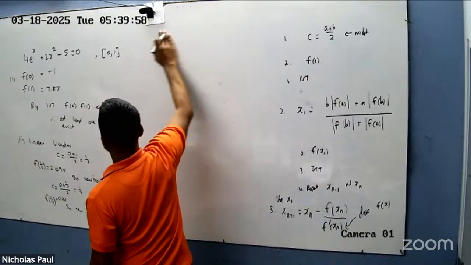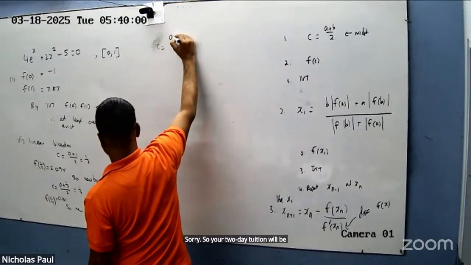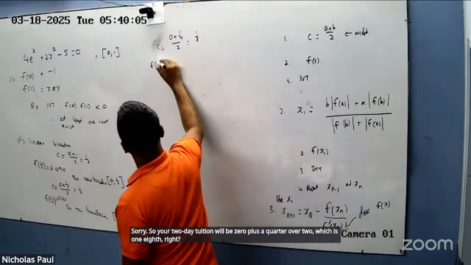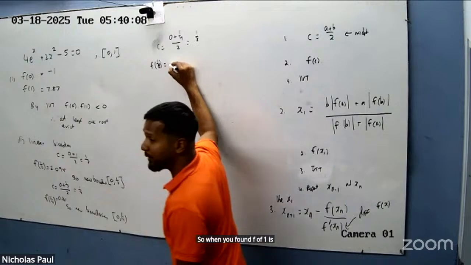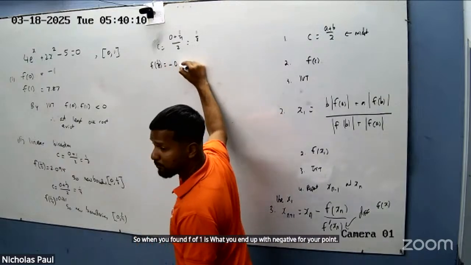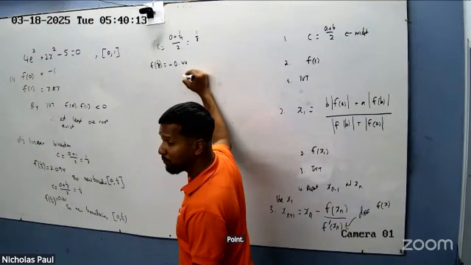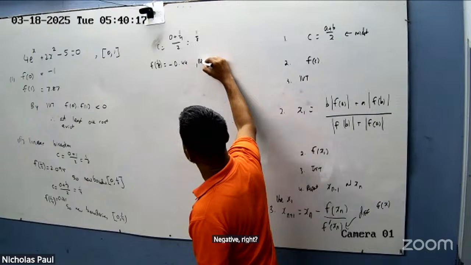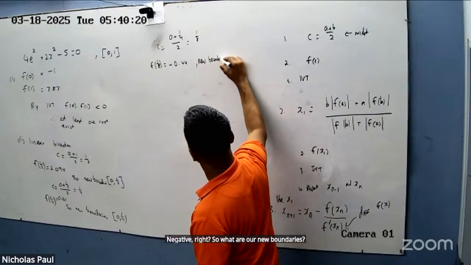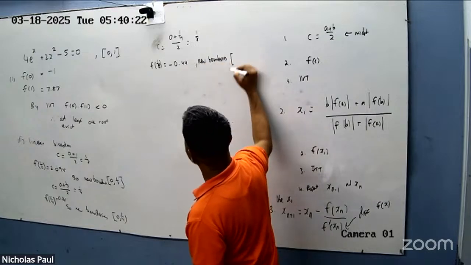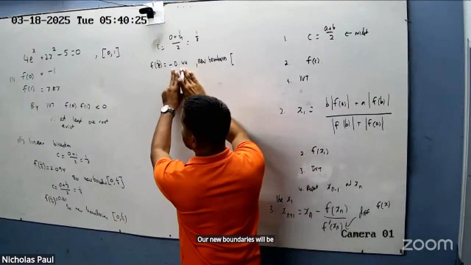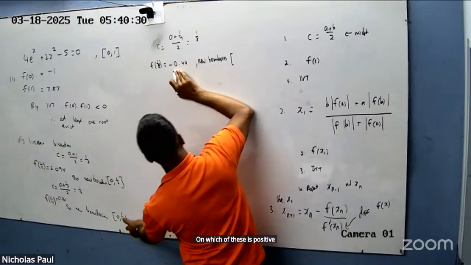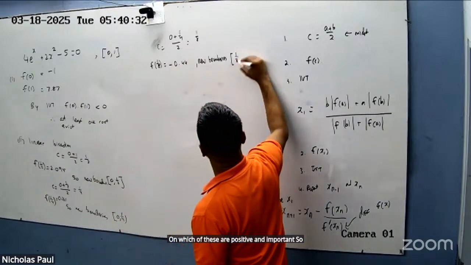So your third iteration will be 0 plus a quarter over 2, which is 1/8, right? When you found f of 1/8, what did you end up with? Negative 0.44. No matter, negative, right? So what are our new boundaries? I have to keep this one because that's negative. And which of these is positive? The quarter. So I will keep 1/8 and a quarter.